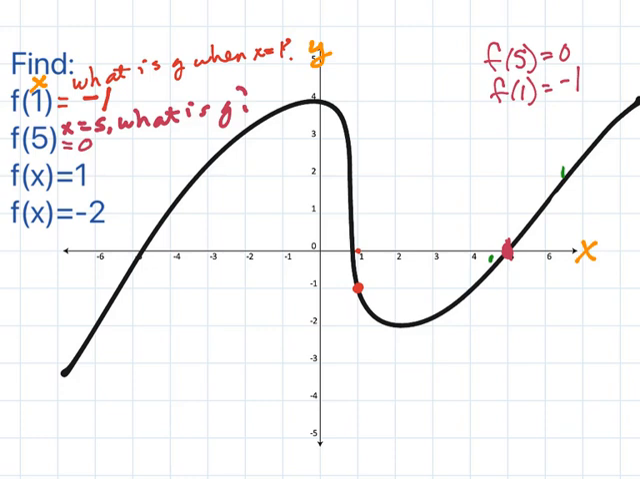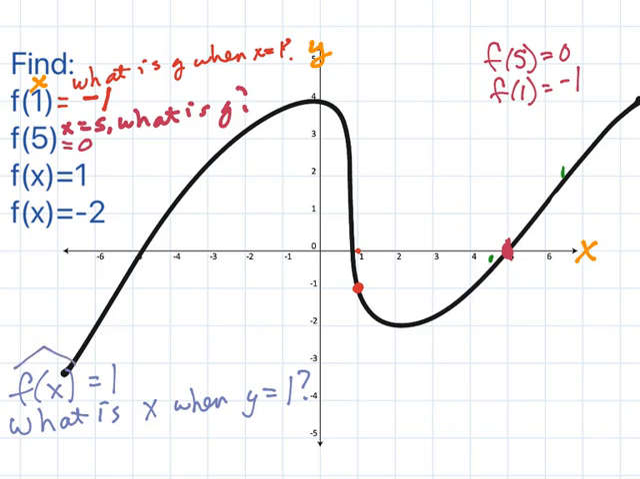Now, moving on to the second half of this. If I'm looking at f of x equals 1, this is saying what is x when y equals 1? Because the f of x together is like the output of the function. So the output is y. So what is x when y is 1? So we look at the y values. Here's y. What is x?